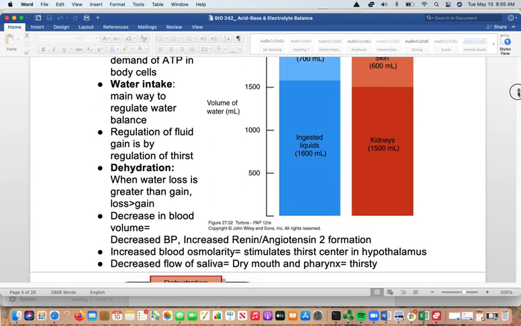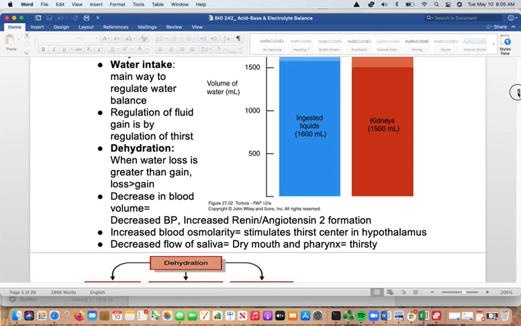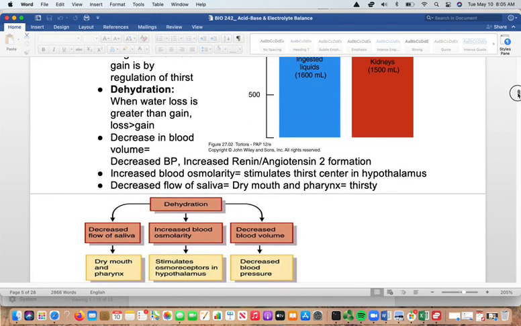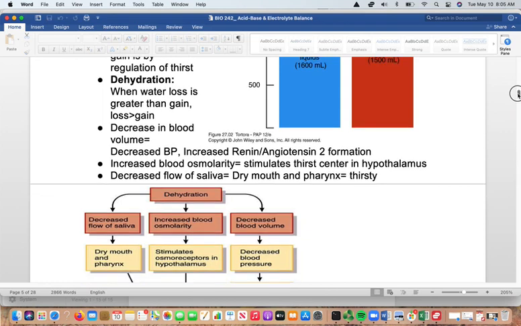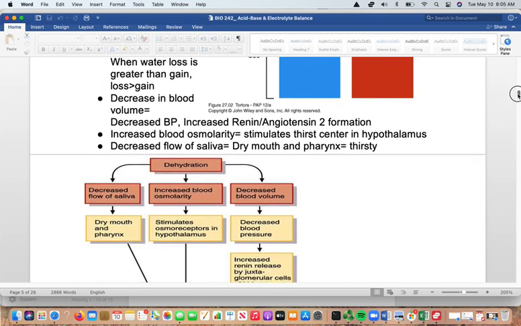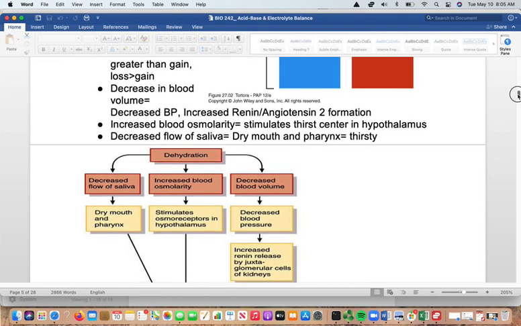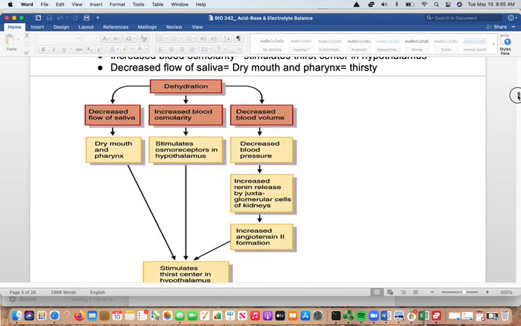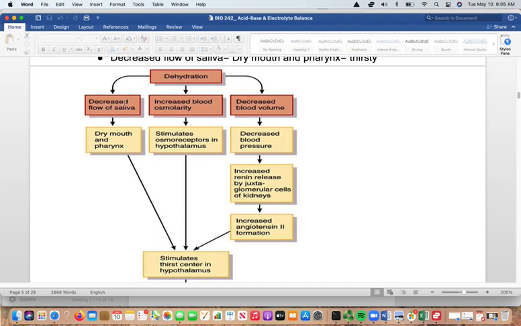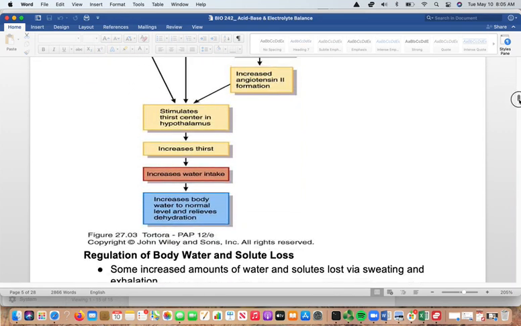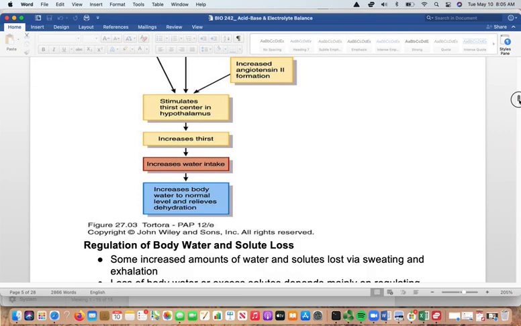Dehydration occurs when the water loss is greater than the gain. When you have that, you'll have a decrease in blood volume, decreased blood pressure. That will lead to the RAA system getting turned on to increase the blood osmolarity and stimulate the thirst center in the hypothalamus. You'll have decreased flow of saliva, so having a dry mouth and pharynx, that helps to make you thirsty. So when you're dehydrated, you have decreased saliva, increased blood osmolarity, decreased blood volume. All of these things will lead to stimulating the thirst center and the hypothalamus to try and get you to take in more water and offset that dehydration.